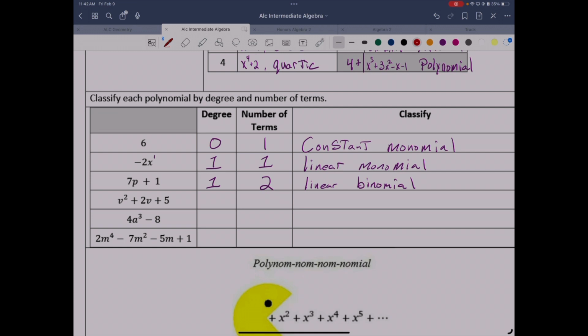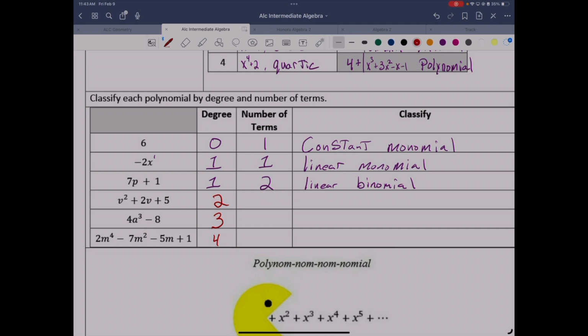Okay, so v squared, so that is a second degree is what you should have. That's our biggest exponent. What's our biggest exponent in 4a to the third minus 8? 3. Again, remember the exponents are our powers. And the last one, we've got lots of them in this one, but what's our biggest one? 4. Make sure you're doing the exponents, not the numbers.